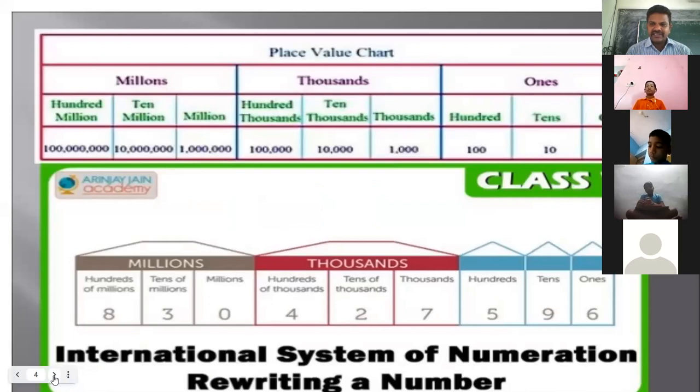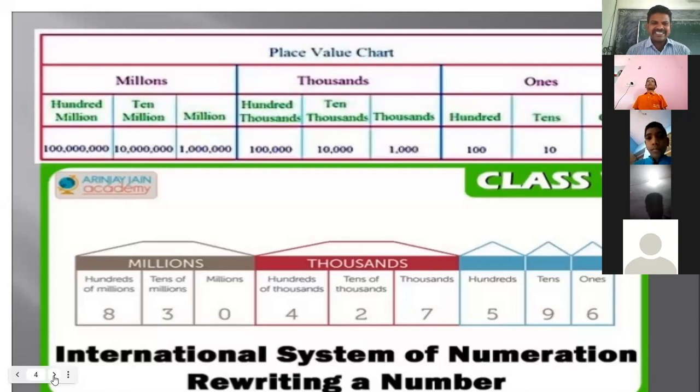So as we know, we have discussed in the previous sessions about the Indian place value system and the international place value system. In the Indian place value system, altogether there are 4 periods: ones, thousands, lakhs, and crores. Except the first ones period, in all the periods there are 2 digits in each period of our Indian system.